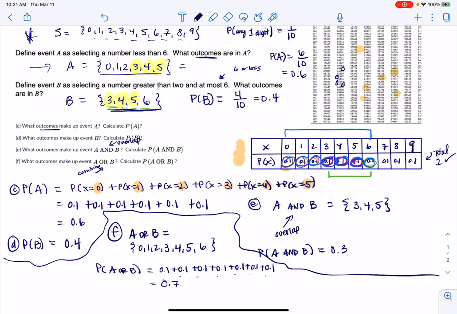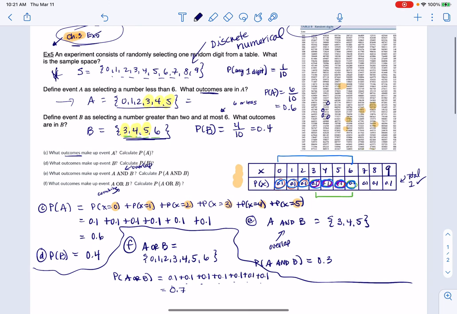The whole point of this was just for you to be able to see how a problem from chapter 3, example 5, can be worked through in a chapter 4 manner, and we can answer those questions. So I hope that helps a little bit for the discussion.